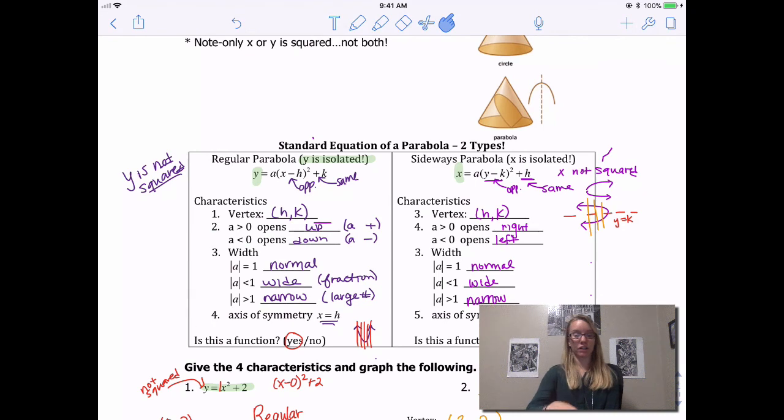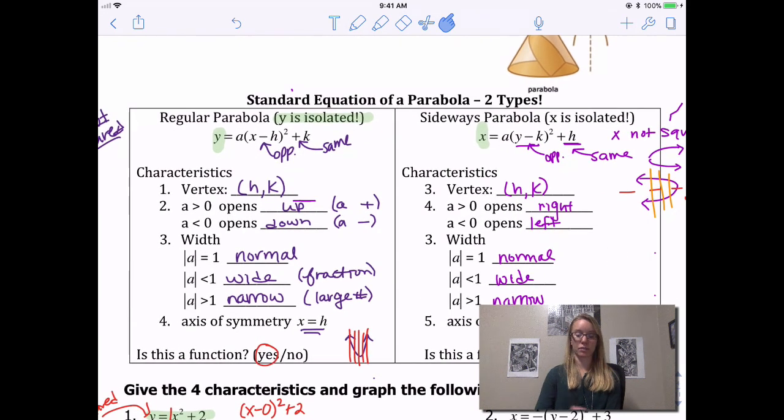Again, you'll be given all of this stuff, your standard equations of a parabola, your 2 types, but you've got to know how to use all of those. So be ready for a quiz next time, and I will see you later.